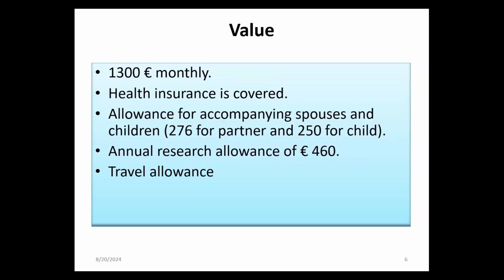So regarding the value of the scholarship for a PhD student, it is 1,300 euro monthly. In the past it was only 1,000. When I came here, it was 1,000. Now it is 1,300. The health insurance is covered. So immediately when you receive the letter of award, you also receive your documents of health insurance. And if you have a family, there is also an allowance for your spouse or even children. For your partner, you receive an extra 276 euro. For each child, you receive 250 euro.